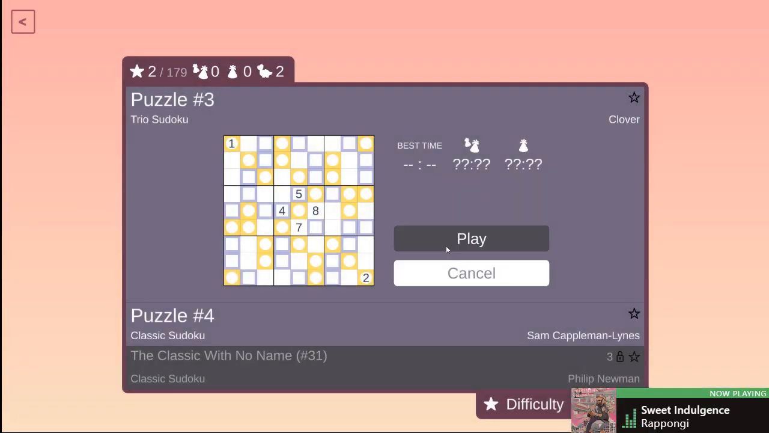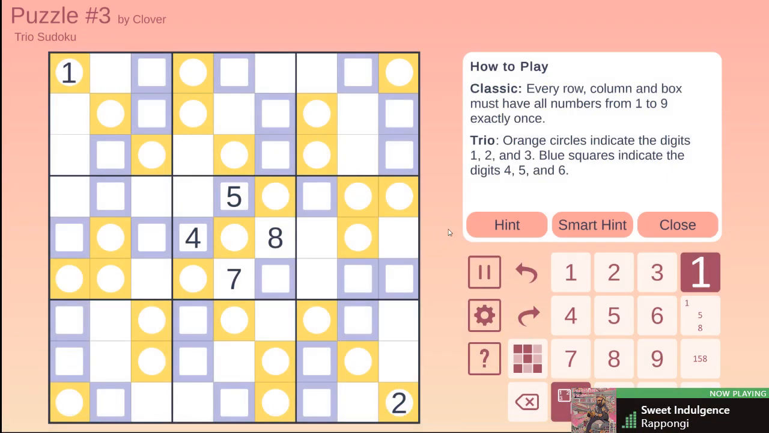Trio Sudoku. What is that? Every row, column, and box must have all numbers, right? Classic rules and trio rules. Orange circles indicate the digits 1, 2, and 3. Blue squares indicate the digits 4, 5, and 6.